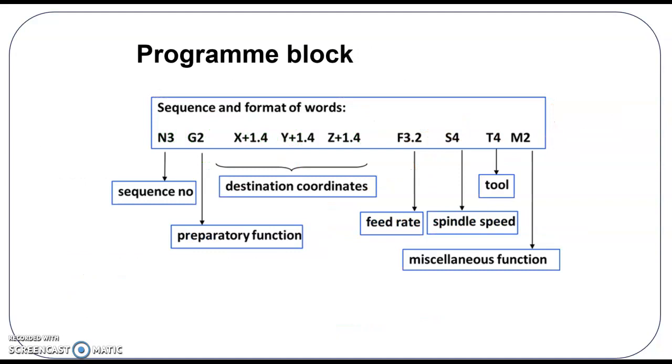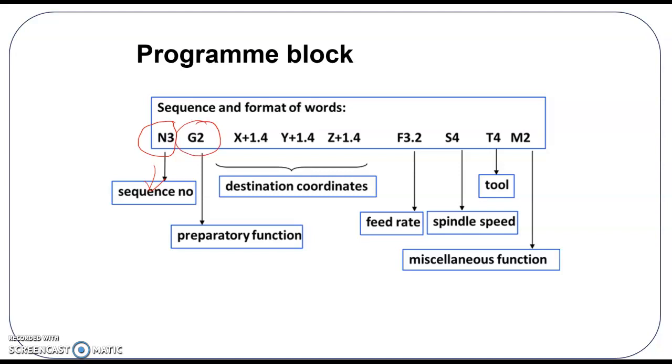The components of a program block are explained like this. The first component starts with the letter N, and that is the sequence number. N345, any integer can be used, or N100, 200, 300, like that we use to show the sequence number. The importance of the sequence number is that in a CNC program, the program is executed based on this sequence number.